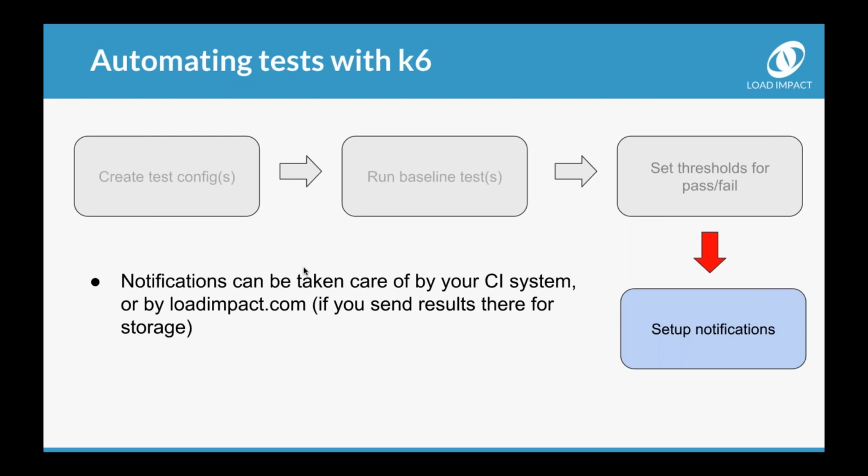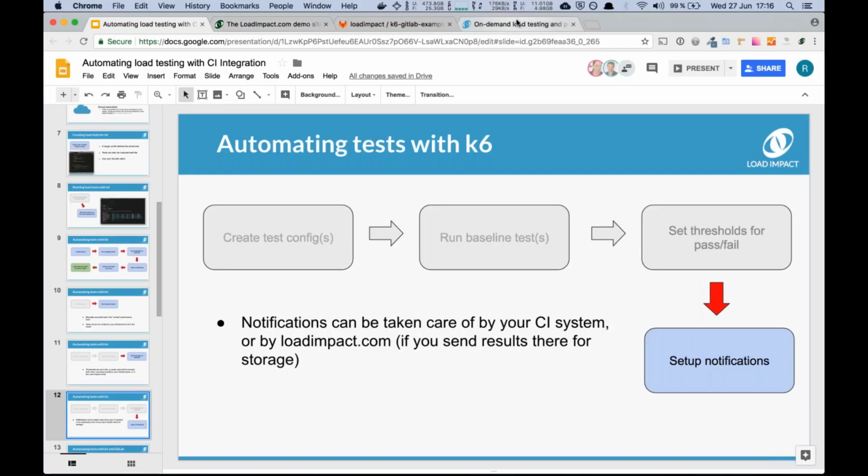So now that we have the threshold set up for our test, we need to decide how we want to be notified of test passes, but perhaps more importantly, the test failures. If you already have something hooked up to your CI system or tool or service, you can probably skip this step. But if not, you can use Load Impact's integration with Slack, HipChat, or webhooks to send notifications. So let's have a quick look how that works.